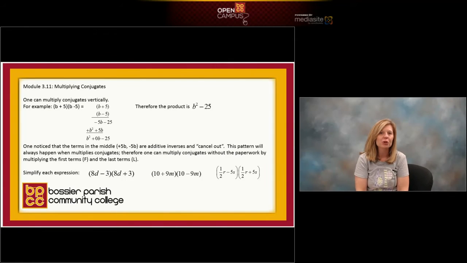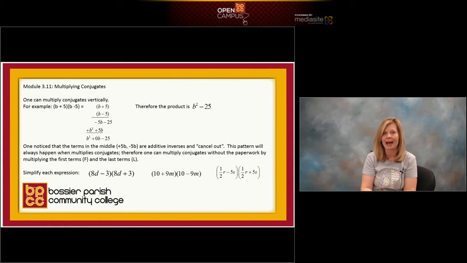Okay, now we're in Module 311, and what I'm going to show you is how you can multiply conjugates without doing all the work vertically. How you can multiply two binomials that are conjugates in your head. And this is a great shortcut that we use all the time in algebra.